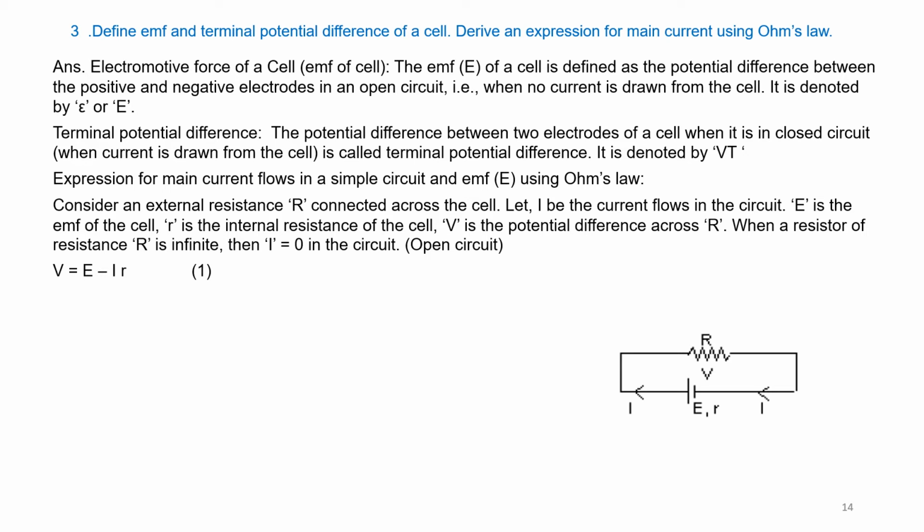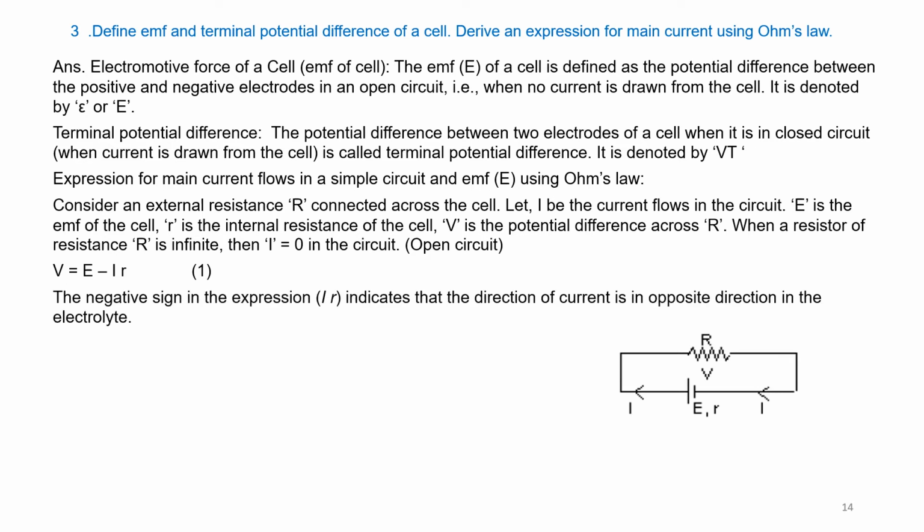The potential difference is V equals E, that is, V plus minus V minus. If R is finite, I is not 0. The potential difference between the ends of the cell is V equals V plus minus V minus minus I into r. V is equal to E minus Ir.